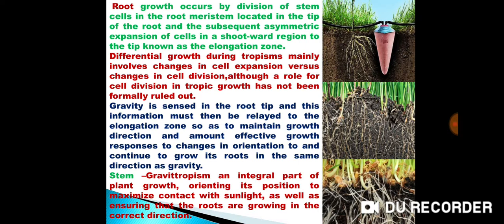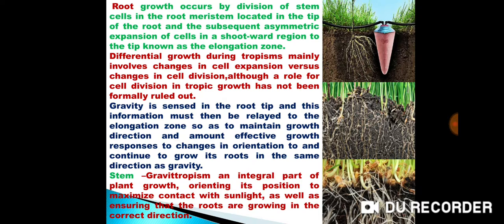Root growth occurs by division of stem cells in the root meristem, located in the tip of the root, and the subsequent asymmetric expansion of the cells in a shootward region to the tip, known as the elongation zone. Differential growth during tropisms mainly involves changes in cell expansion versus changes in cell division, although a role for cell division in tropic growth has not been formally ruled out.